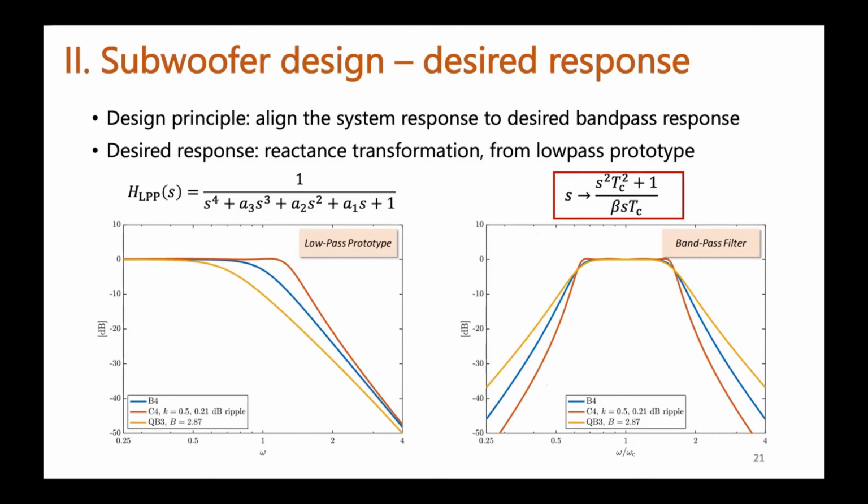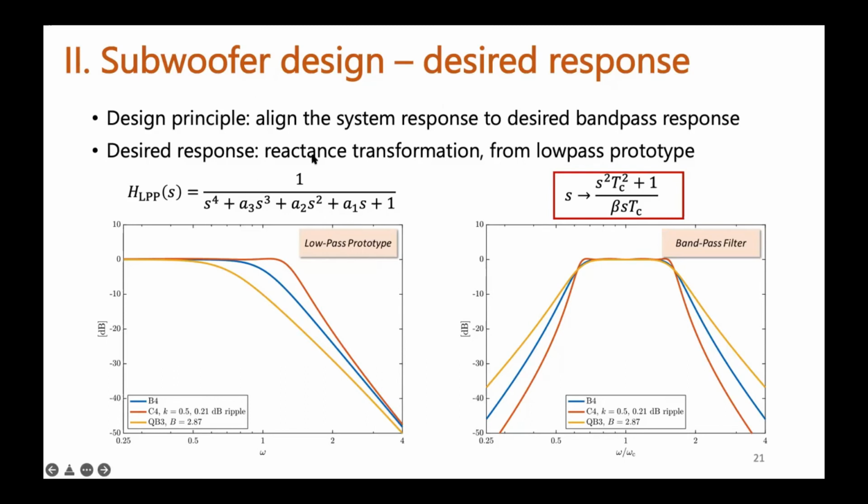And how to design it? The simplest way is the response alignment, early used by Thiele and Small. The principle is to align the system response to a desired bandpass shape response. And as long as we get the desired response, we can align the rational form response to it to get the right system parameters. So the first step is the desired response.